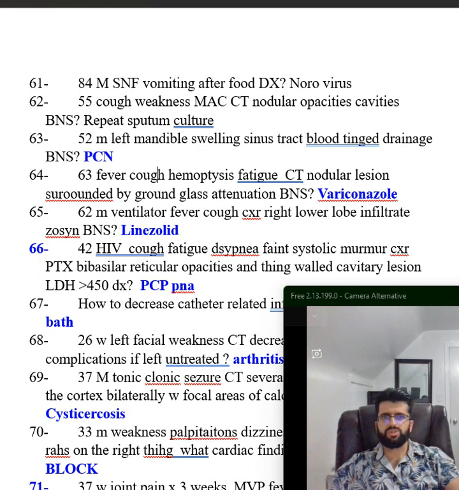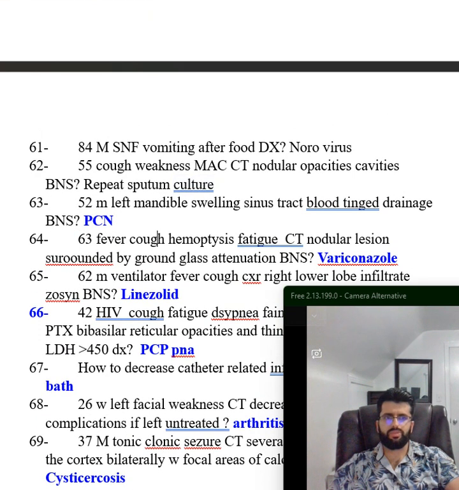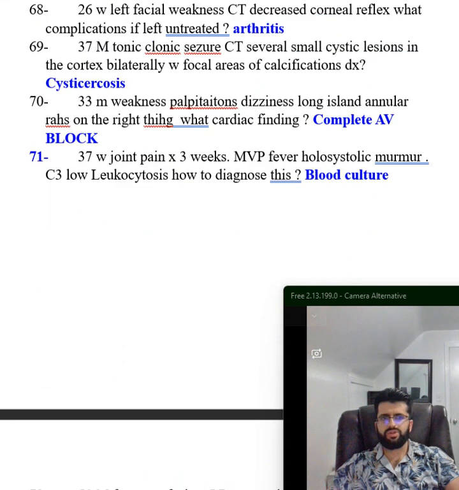A bloody drainage on the mandible, this is actinomyces. You want to do penicillin. Repeat sputum culture to confirm Mycobacterium avium. Norovirus for vomiting and diarrhea as well in the nursing home patient.